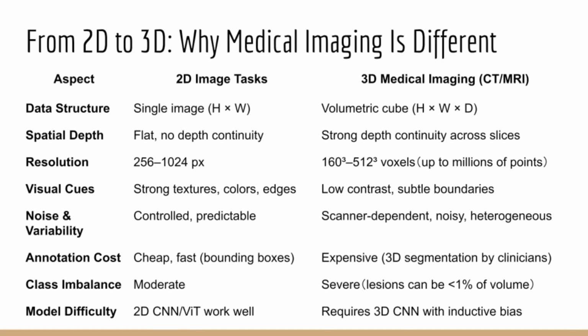Second, visual cues. Unlike the strong textures in 2D, medical images feature low contrast and subtle boundaries. Third, imbalance and cost. Class imbalance is severe, with lesions sometimes less than 1% of the volume. Furthermore, annotation is extremely expensive. And last, model requirements. These factors mandate the use of a 3D CNN with a strong inductive bias for 3D medical imaging.